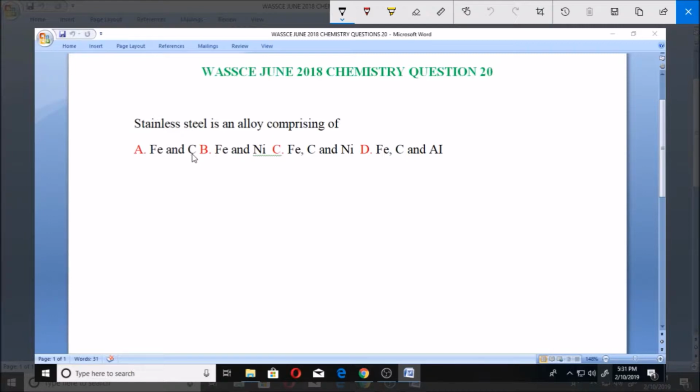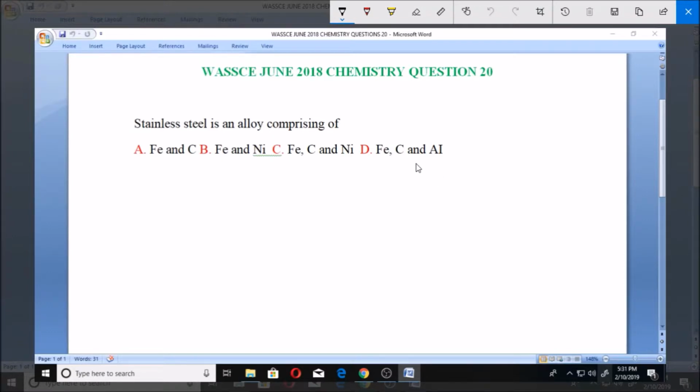So let's see C as chromium. So option A, iron and chromium. B, iron and nickel. C, iron, chromium and nickel. D, iron, chromium and aluminium. So what are the components, or what are the component mixture in the alloy of stainless steel?